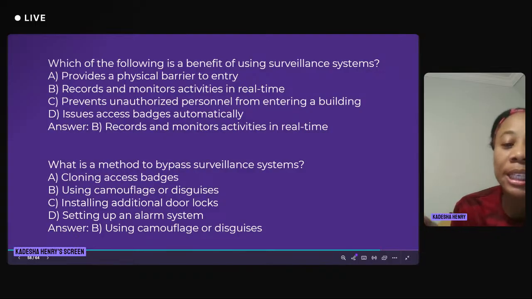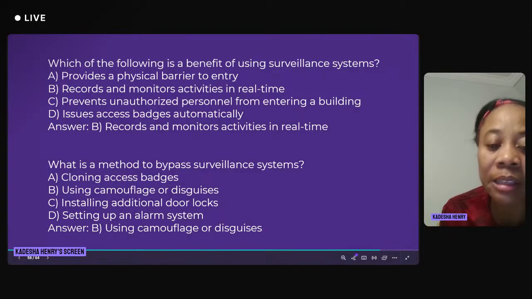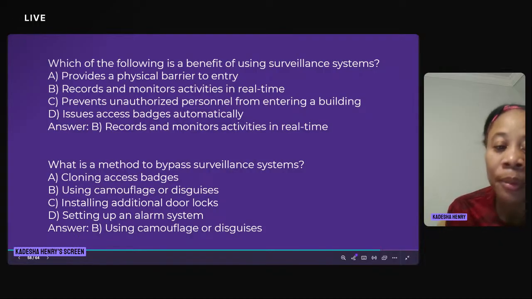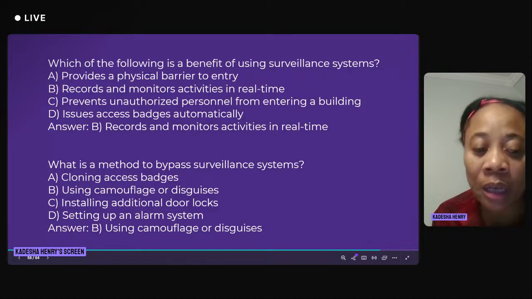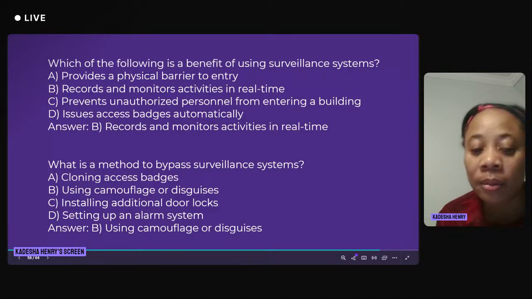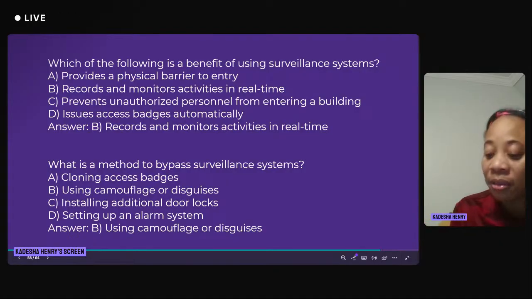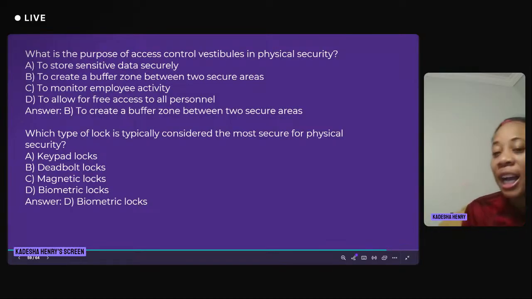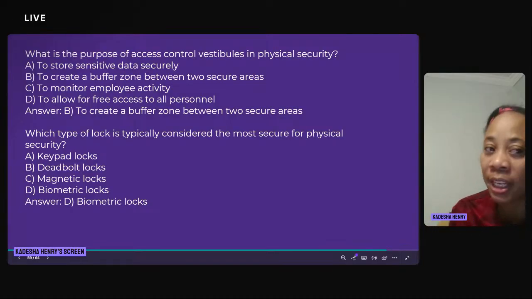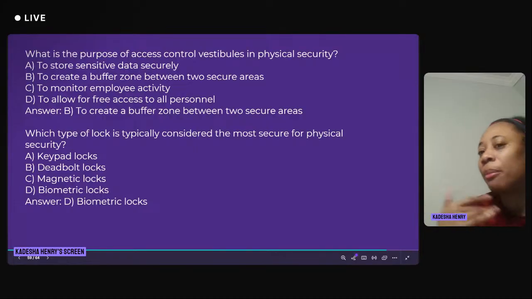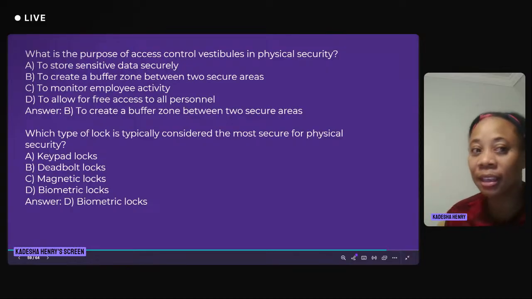So what is a method of bypassing surveillance system? Is it A, cloning an access badge, B, using a camouflage or disguise, C, installing additional door locks, D, setting up an alarm system? And we would say they would use camouflage or disguise. So they do that a lot of time, use camouflage or they disguise themselves to bypass the surveillance system. And a lot of thieves do that a lot of time when they are breaking into buildings. They camouflage, they use all kind of means to get in, right?